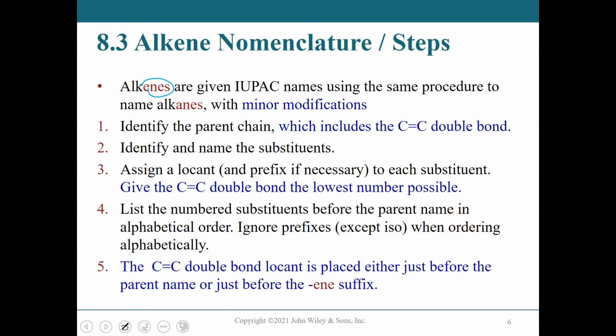For example, if something used to be called pentane, now it's going to be called pentene. If you call something cyclohexane, now it will be called cyclohexene. And the same thing will apply for alkynes. So cyclohexene, cyclohexyne, right?